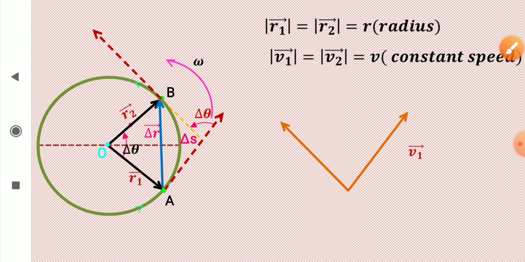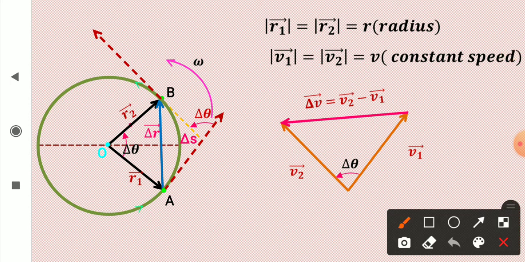Okay, velocity v1 and v2, and the angle between these velocities is also delta theta. Just see, the angle between the two position vectors r1 and r2 is delta theta, and this velocity is perpendicular to this and this velocity is perpendicular to this, so the angle between the velocities will also be delta theta. So this angle is also delta theta, right?